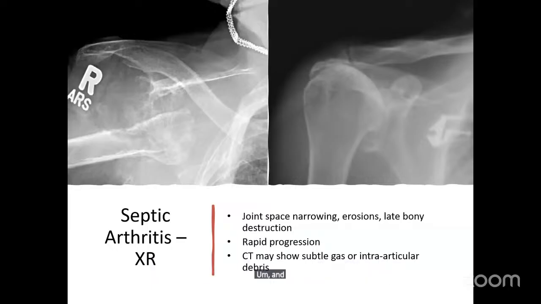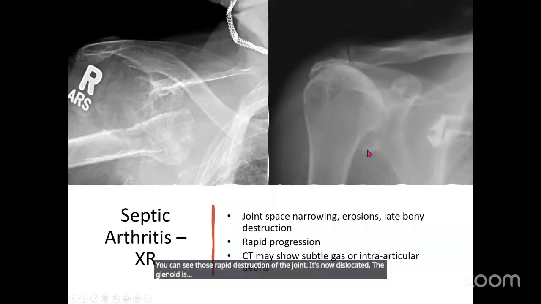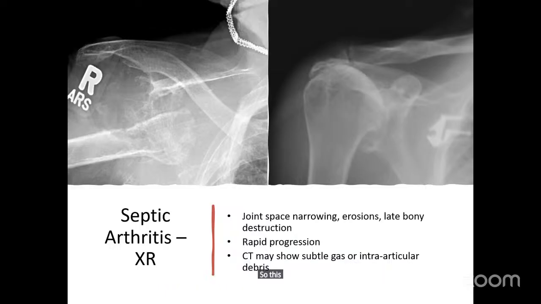And on the left, this was less than 1 month later. You can see there was rapid destruction of the joint. It's now dislocated. The glenoid, compared to this side, is all but completely destroyed. There's bone here from just fragmentation. There's ulcerations, and this shoulder has been completely compromised by bacterial infection. So this was not seen on time.